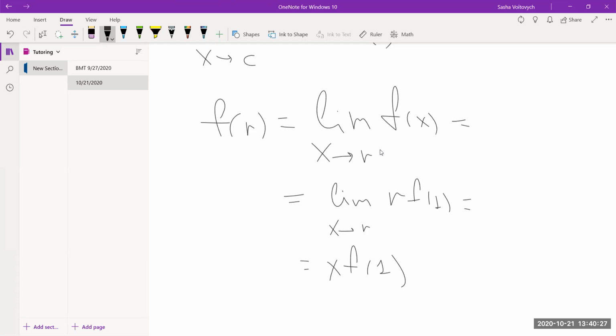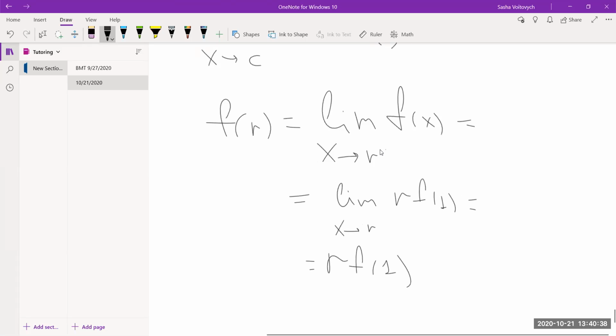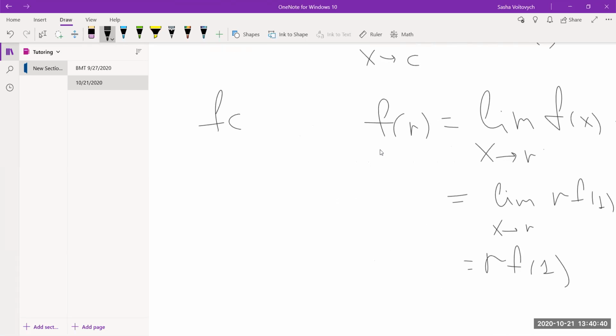So we can prove that f(r) is equal to r f(1), I meant. Yeah, so this limit is very easy. We can prove that f(r) is equal to r f(1). Okay, so this is a case where f is continuous.